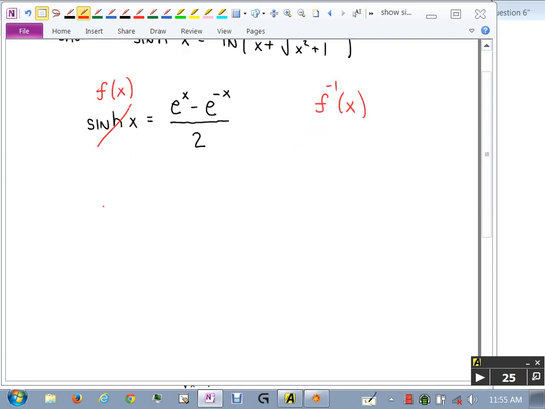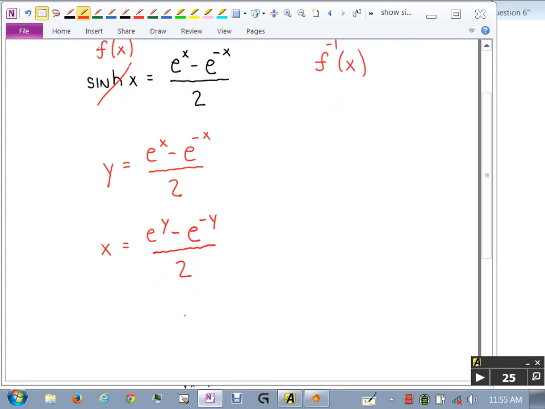So I'm going to first replace f of x with y, rewrite everything. Now I'm going to switch the x and y variables. That means everywhere I see an x, I put a y. Everywhere I see a y, I put an x. So this becomes x equals e to the y minus e to the negative y over 2. Now solve for y.